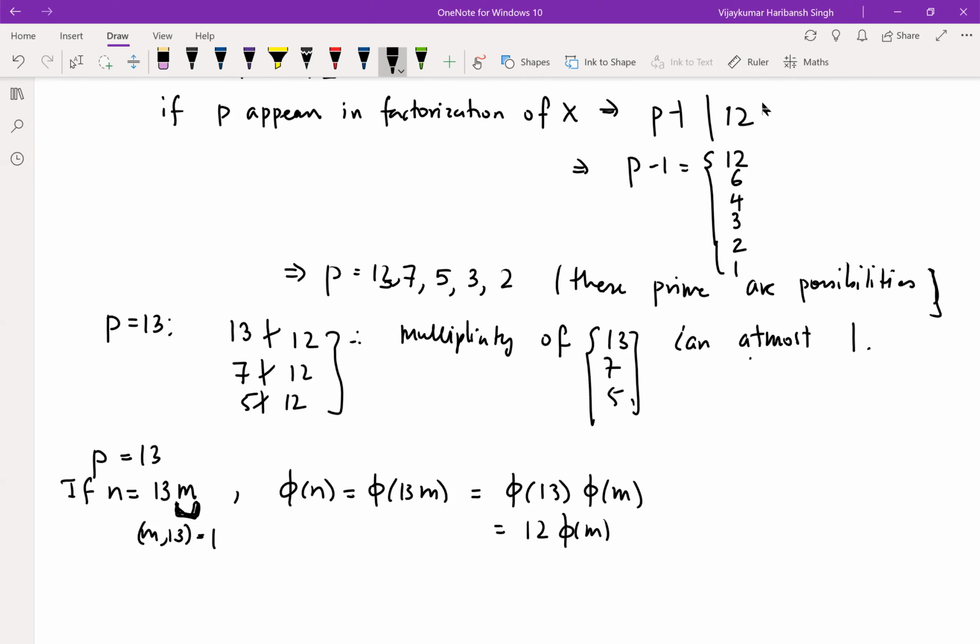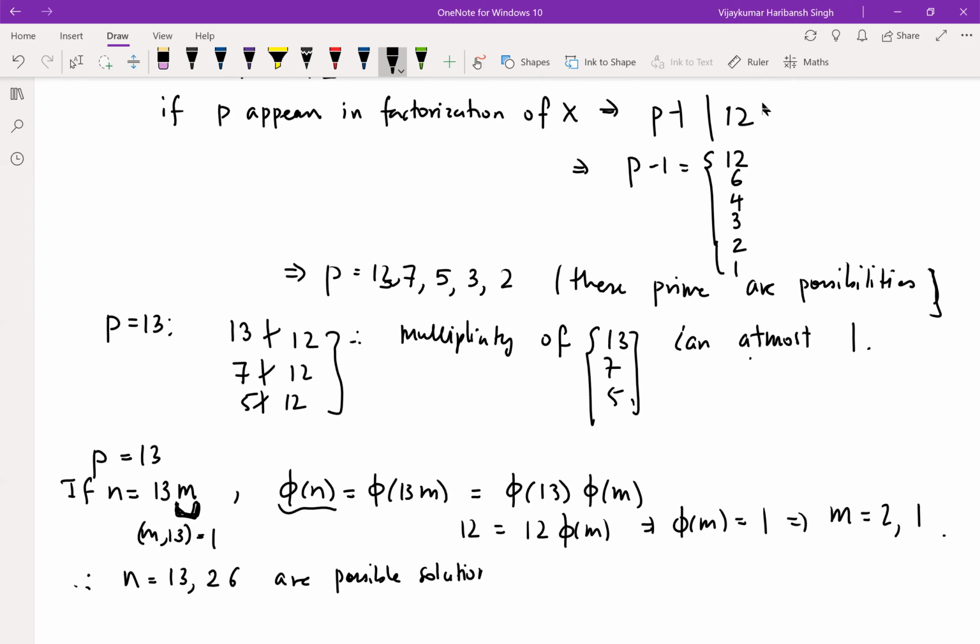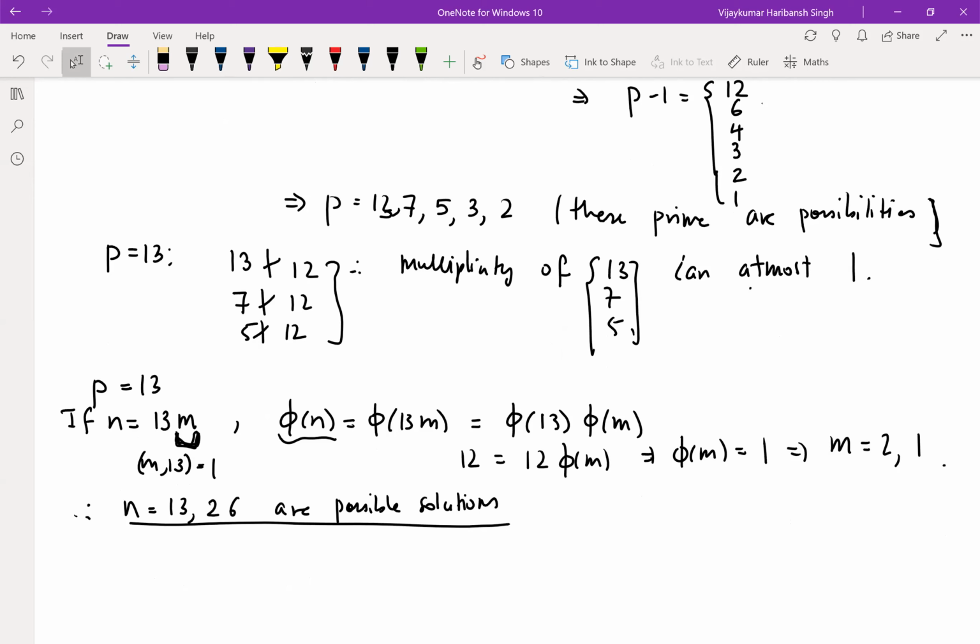But phi of n is already 12. This means phi of m equals 1. This gives me m equals 2 or m equals 1. So therefore, n equals 13 and n equals 2 times 13, which is 26, are possible solutions. So now we have taken care of 13. Now let's go to 7.